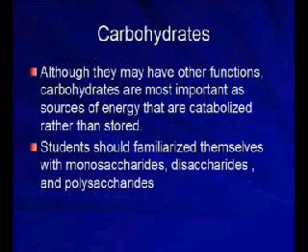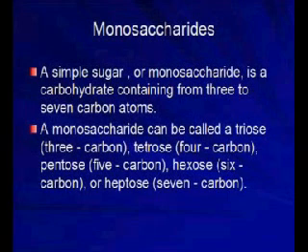Carbohydrates, although they may have other functions, are most important as a source of energy that is catabolized rather than stored. Students should be familiar with monosaccharides, disaccharides, and polysaccharides, which are various forms of carbohydrates. A monosaccharide, or simple sugar, is a carbohydrate containing 3 to 7 carbon atoms. A monosaccharide can be called a triose, or 3-carbon, tetrose, 4-carbon, pentose, 5-carbon, hexose, 6-carbon, or heptose, 7-carbon.